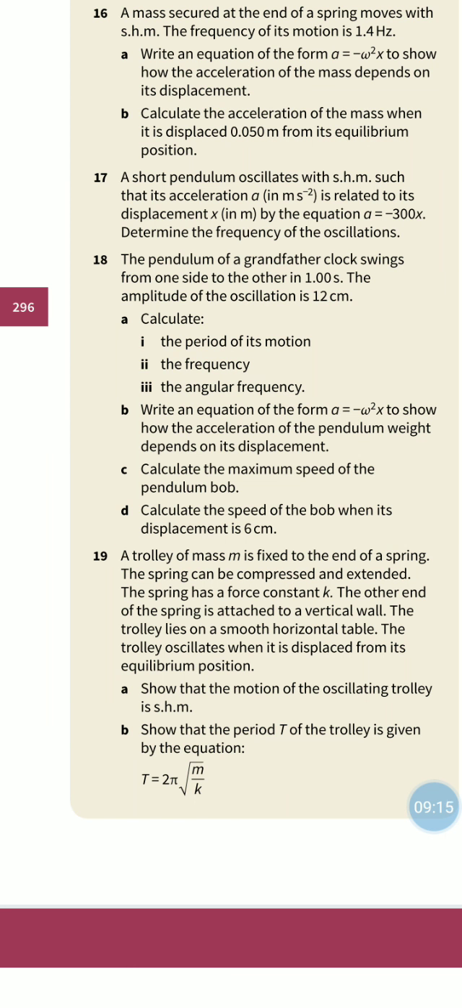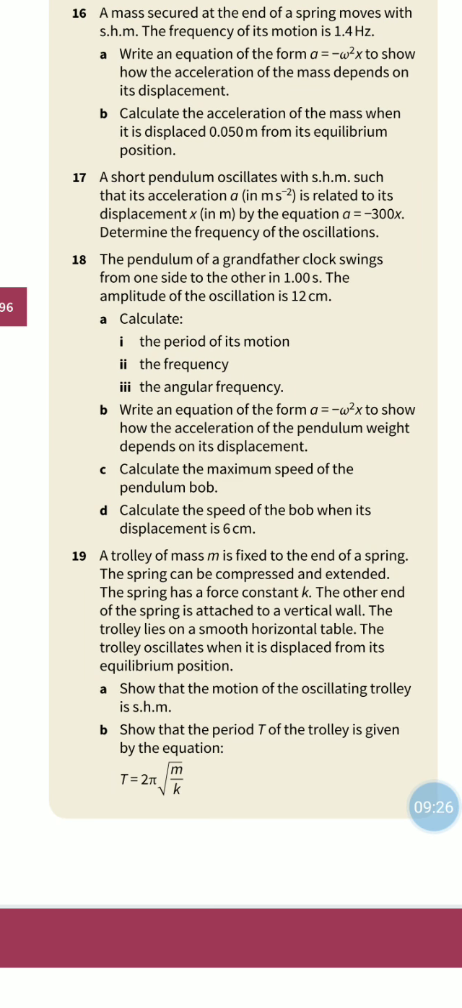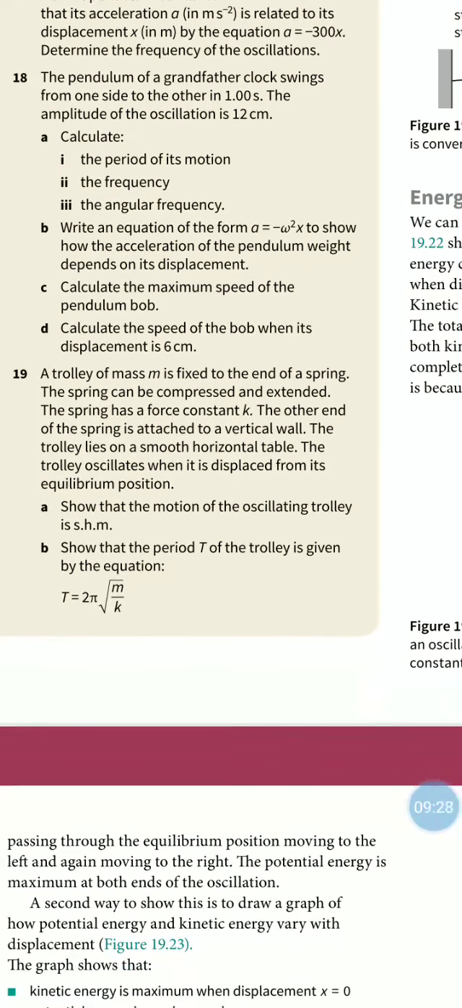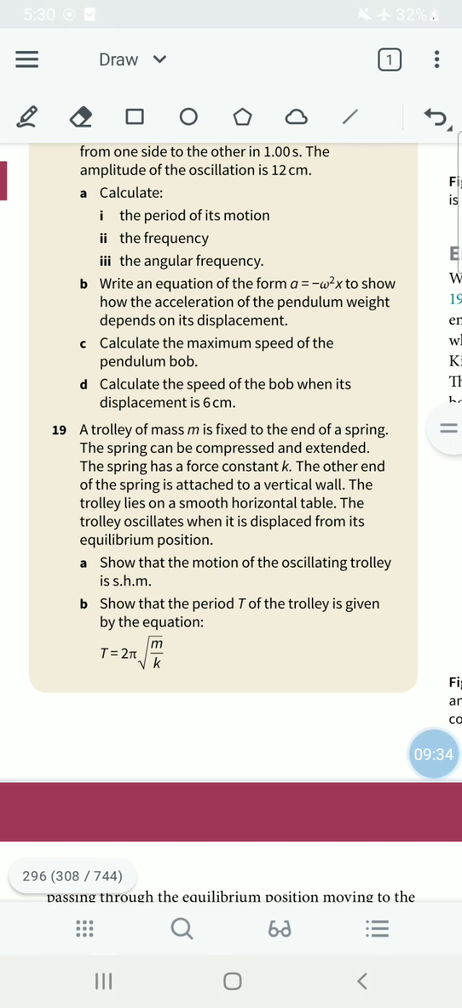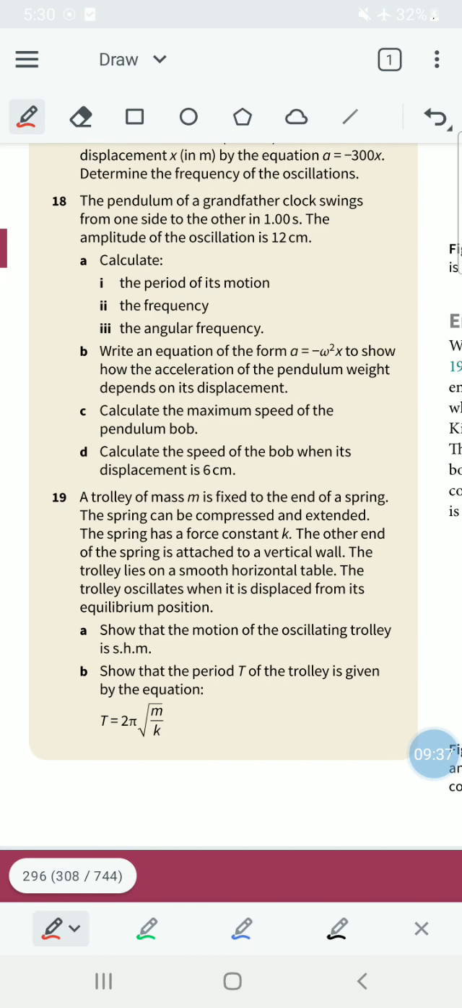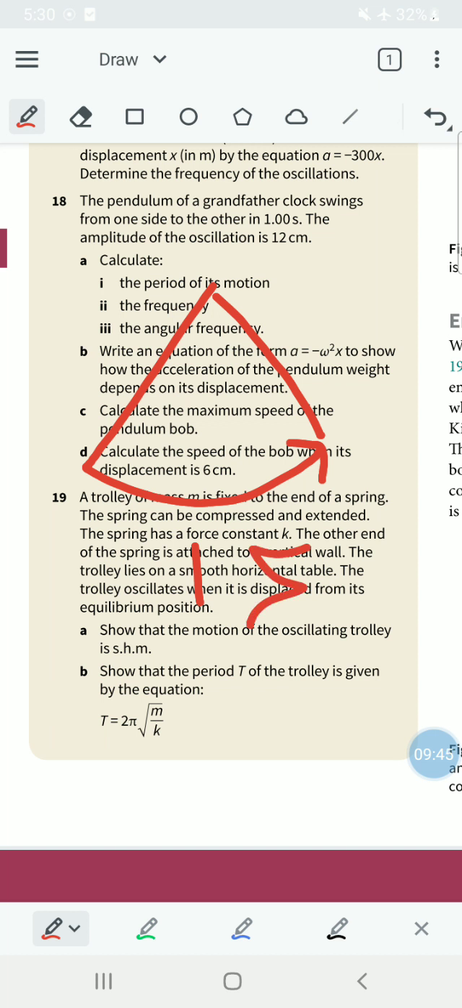Right. Then question number 18. The pendulum of a grandfather clock swings from one side to the other in 1 second. So that means from one side to the other, from here to here, it takes 1 second, right? The amplitude of the oscillation is 12 centimeters. Calculate the period of its motion.